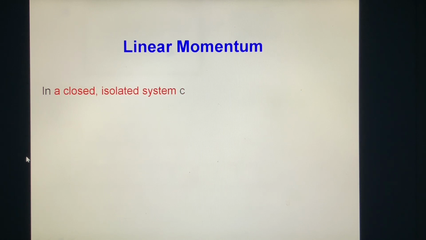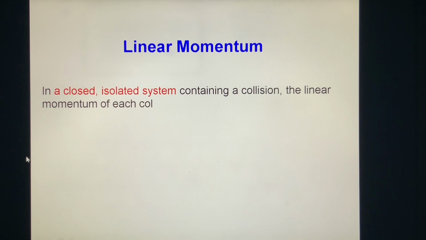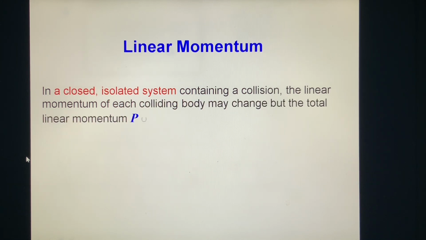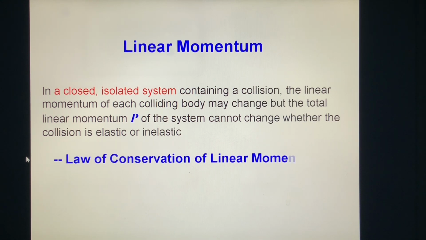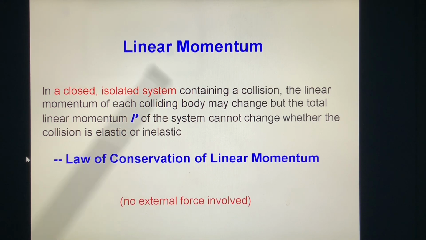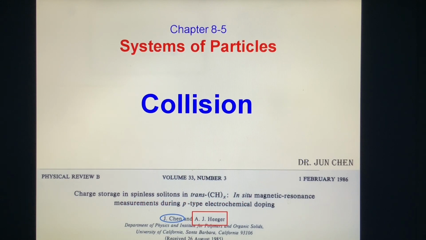In a closed, isolated system containing a collision, the linear momentum of each colliding body may change, but the total linear momentum P of the system cannot change whether the collision is elastic or inelastic. This is the law of conservation of linear momentum. Also, no external force is involved.